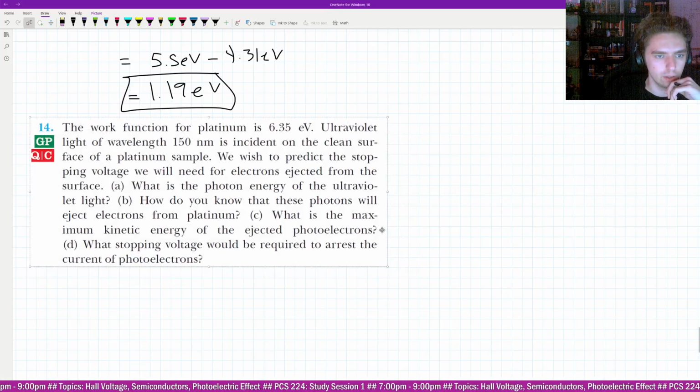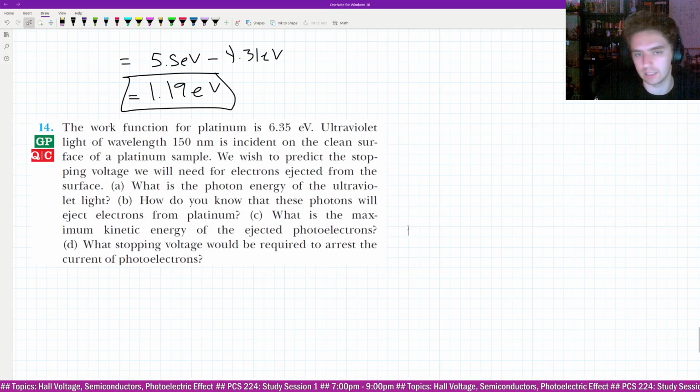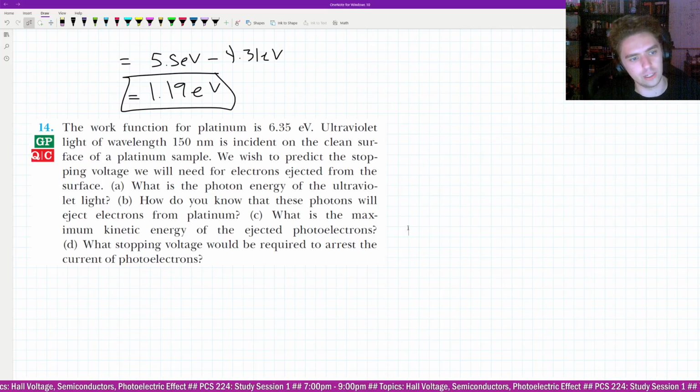Number 14, the work function for platinum, again, stop me if you have any questions. The work function for platinum is 6.35 eV. Ultraviolet light of wavelength 150 nanometers is incident on the clean surface of a platinum sample. We wish to predict the stopping voltage we will need for electrons ejected from the surface. What is the photon energy of the ultraviolet light?